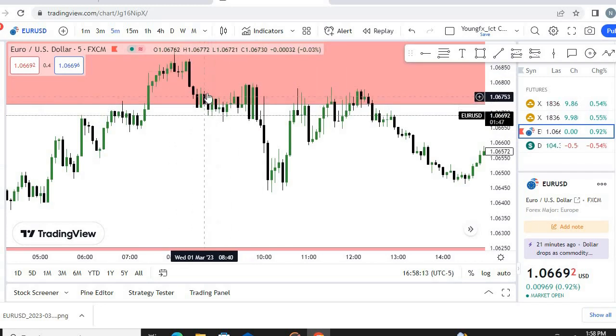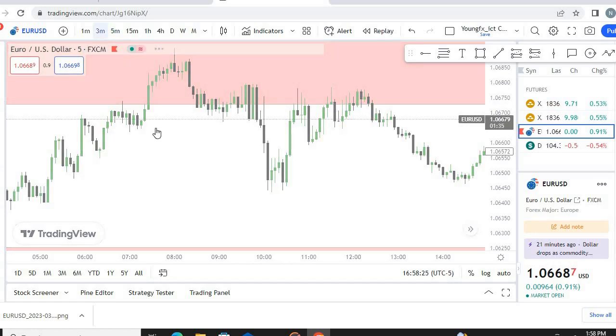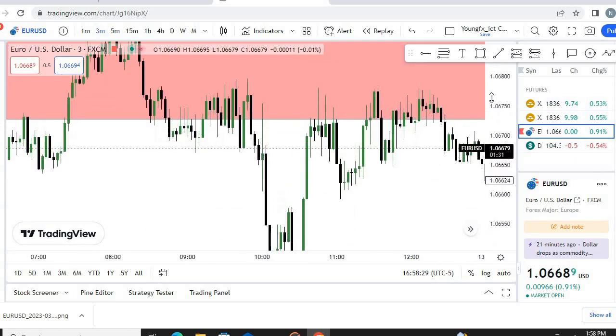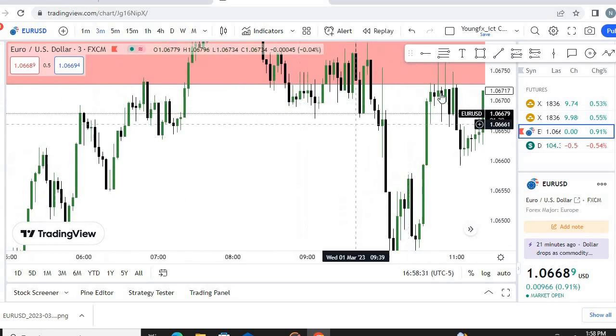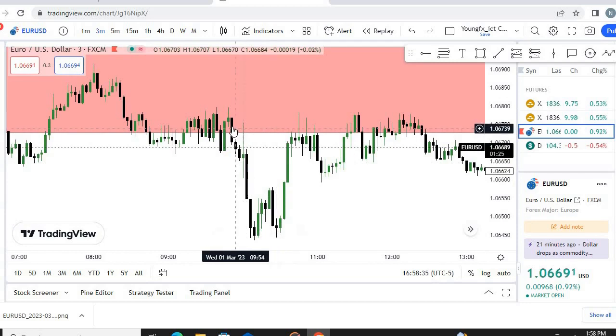Because you have multiple opportunities for price to fill it, but never got there. So we dropped to the downside. I would have chosen this fair value gap to enter here. But if you refine to the 3 minutes, because I'm not using the TradingView premium, I'm just using the free one, you have seen this fair value gap, but it has already been filled.